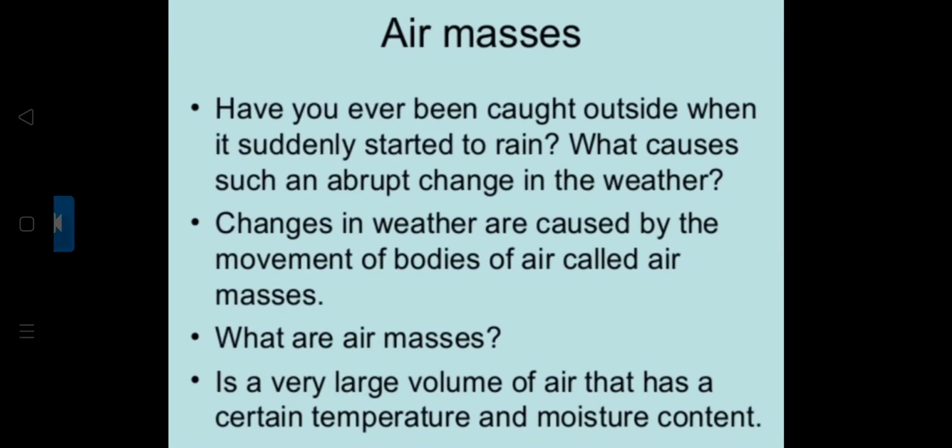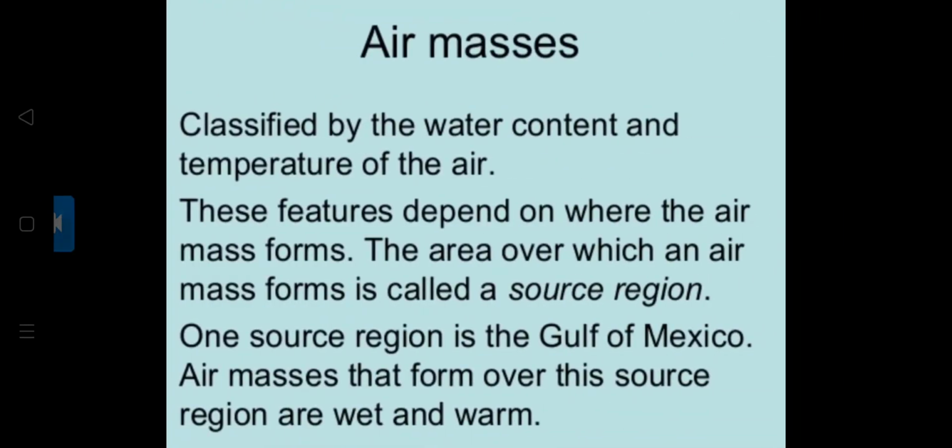The air masses. What are air masses? It is a very large volume of air that has a certain temperature and moisture content. Classified by water content and temperature of the air, these features depend on where the air mass forms. The area over which an air mass forms is called a source region. One source region is the Gulf of Mexico. Air masses that form over this source region are wet and warm.